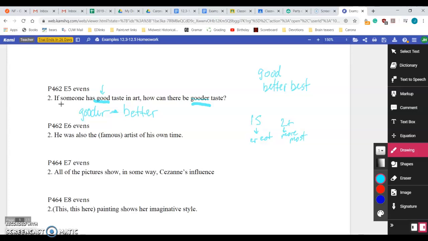So in this case, we're looking at: he was also the blank famous artist of his own time. Now, we're talking about him among all the artists in his own time. So we're not just talking about one thing, we're talking about multiple things here. We're talking about three or more, so we're talking about the superlative. The word famous is a two-syllable word, and for two-syllable words we should use more or most. The one that is comparing multiple things, between more and most, would in fact be most. So what I would write on this blank is most famous.